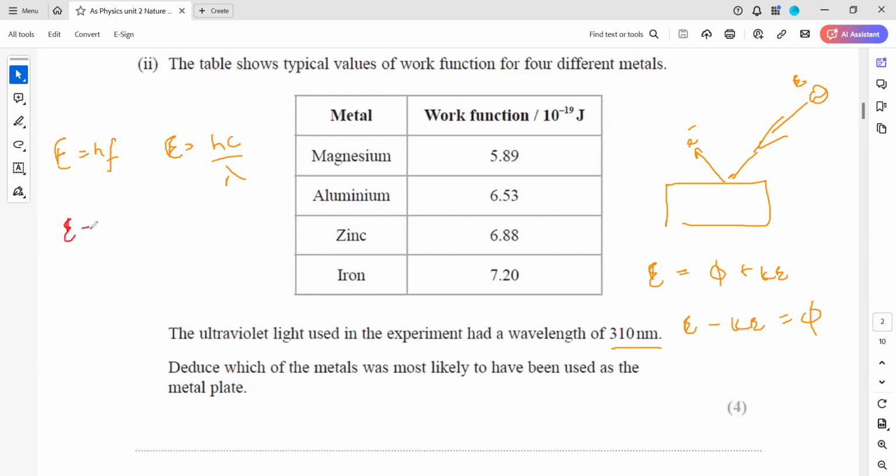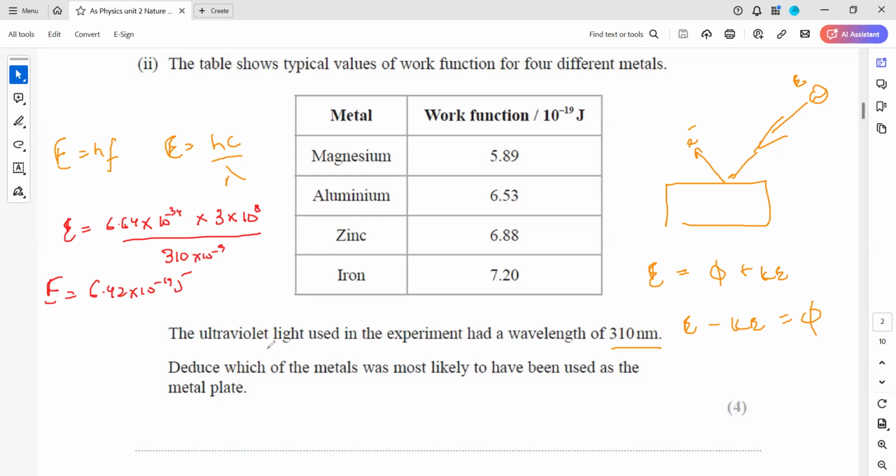h is the Planck constant. Again, this constant value will be given to you, 6.64 × 10^-34. c is the speed of light, again a constant value, 3 × 10^8, divided by the wavelength. The wavelength is in nanometers, so you have to convert into meters. You will write 310 × 10^-9 meters, because nano means 10^-9. When we simplify this, it gives us the energy of the photon which strikes the metal surface. So the energy of the photon is 6.42 × 10^-19 joules.